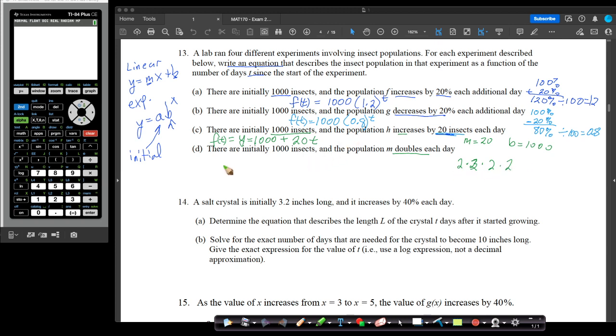So we can think of this one as having a function that's going to start with 1,000 insects. On day 1, we're going to double. Double means to multiply by 2. After the second day, we would multiply by another 2. So for each day, we're multiplying by 2. So that would be our function there.